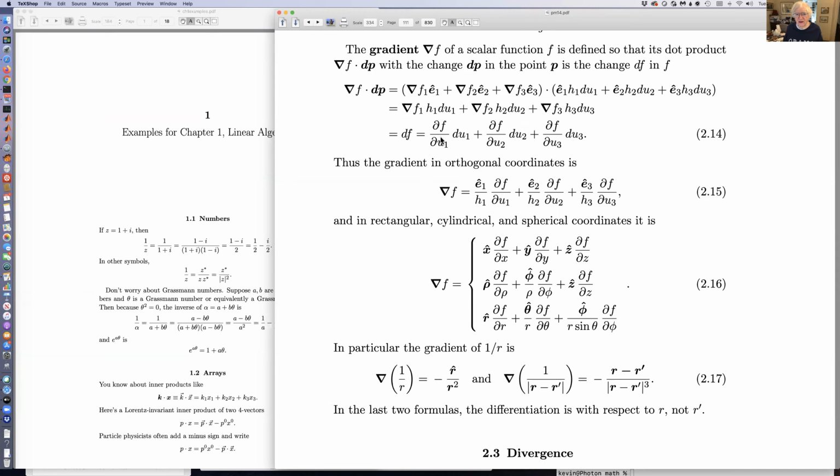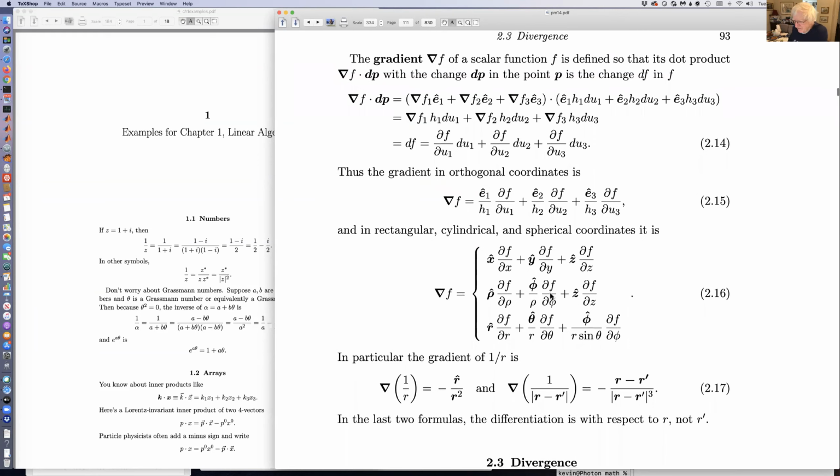That must equal df. And df, you know, is partial f partial u1 du1, partial f partial u2 du2, partial f partial u3 du3. So equating these two equations, we get that the one component of the gradient is the partial of f with respect to u1, but divided by h1. The two component is this one divided by h2, and the three component is this one divided by h3. And so in general, it looks like that. And for the 3 standard cases, there are actually 11, I think, standard cases.